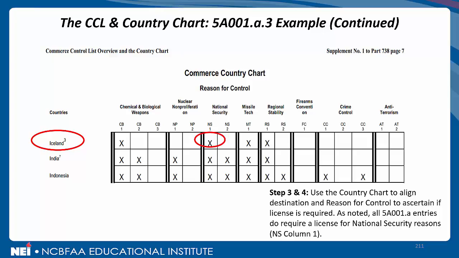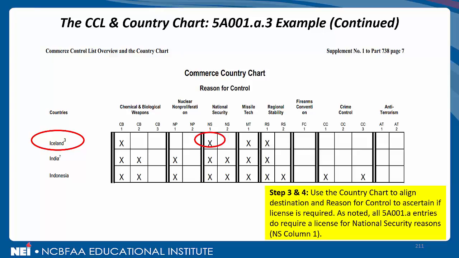Now, hopefully your memory serves you, and you'll recall that in our original telecom system example, there was a sale going to Iceland. That is what we're looking at here, a particular excerpt from the Commerce Country Chart that shows Iceland. So what are we doing here? Well, for steps 3 and 4, we want to use the country chart to align destination and reason for control to ascertain if a license is required.